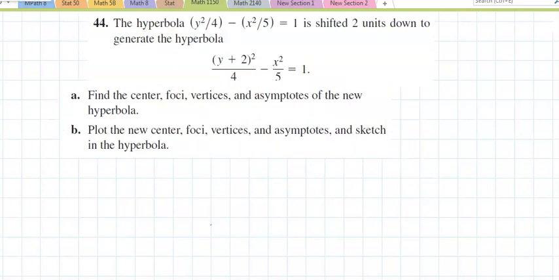Last problem we have is this hyperbola. Again, this is what they want us to graph. And what do they want us to label? They would like us to label the center, the foci, vertices, and asymptotes. All right, well, let's see how that works.